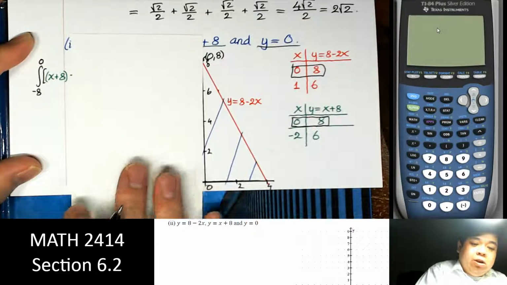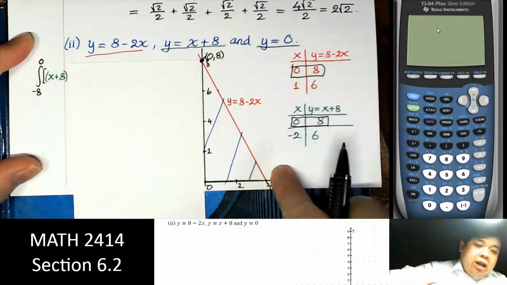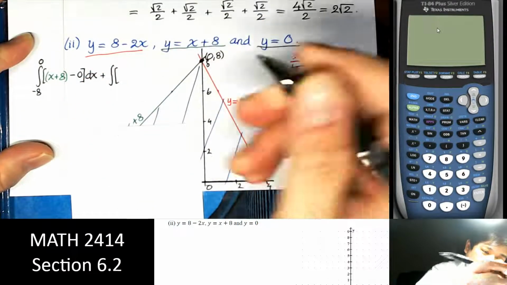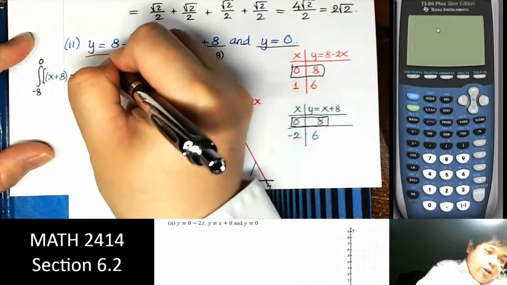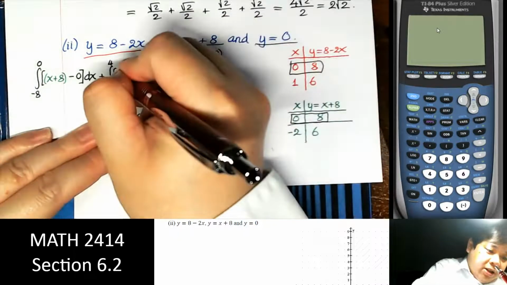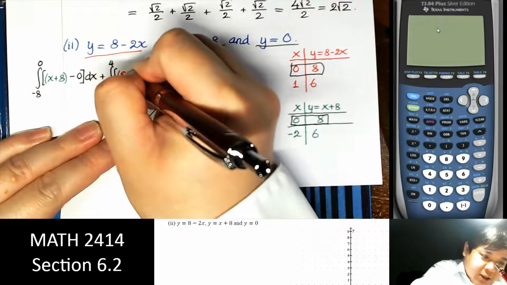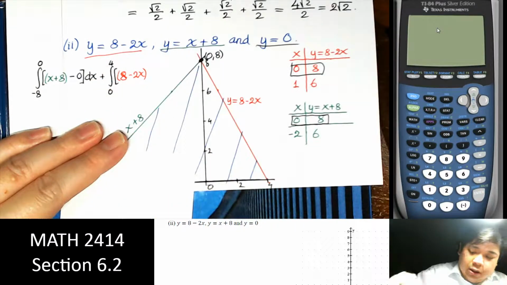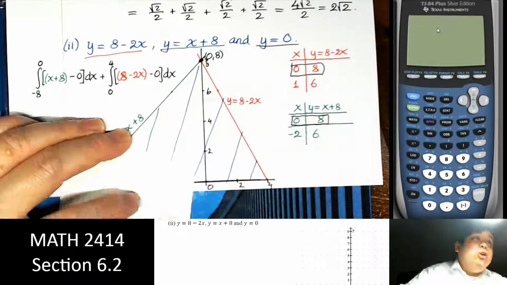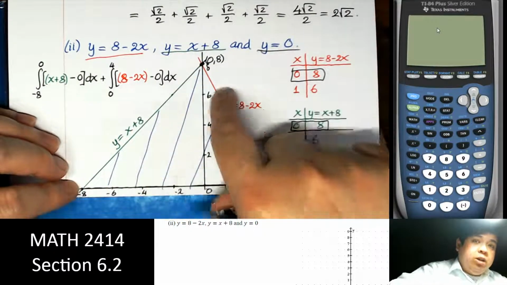And then over here from 0 to 4, the graph is bounded above by 8 minus 2x and the bottom by 0. From 0 to 4, it is bounded above by x plus 8, 8 minus 2x, and the bottom 0. So if we set up using dx, we have to split into two integrals because we have two boundaries above.